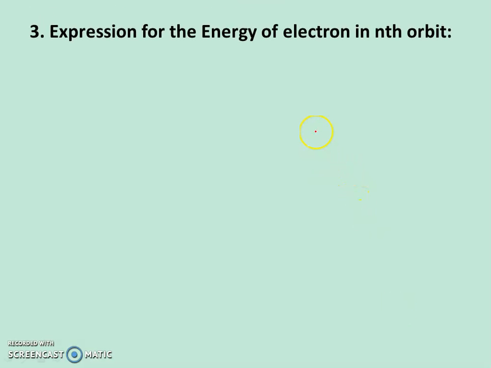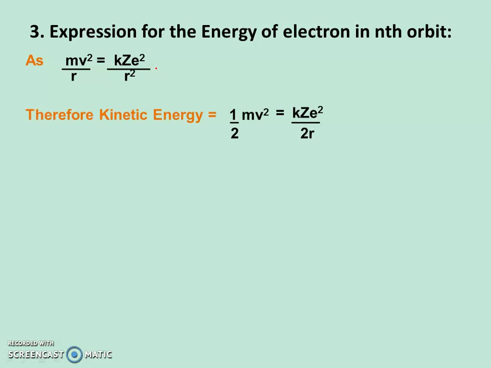Now we are calculating the energy in nth orbit. When an electron revolves, it has two types of energy. One is kinetic energy and the second is electrostatic potential energy due to interaction between electron and nucleus. Now we have an equation, this is the second equation, mv square by r is equal to kZe square by r square. From this equation we can get kinetic energy. If we transfer this r to the right hand side, we get mv square. Now half of this is called kinetic energy, right? So this is the kinetic energy.